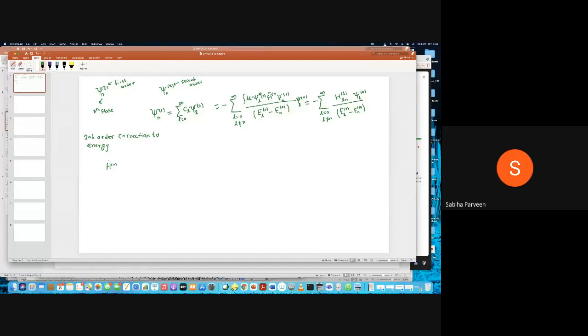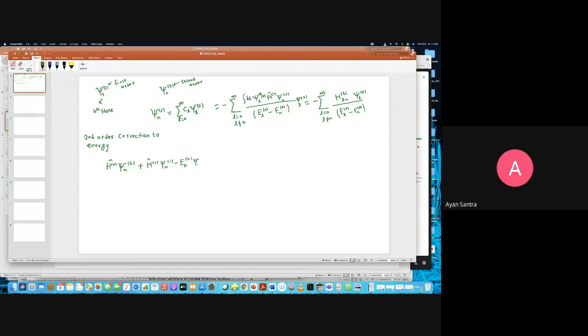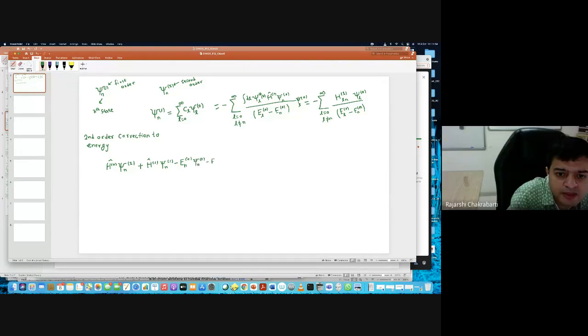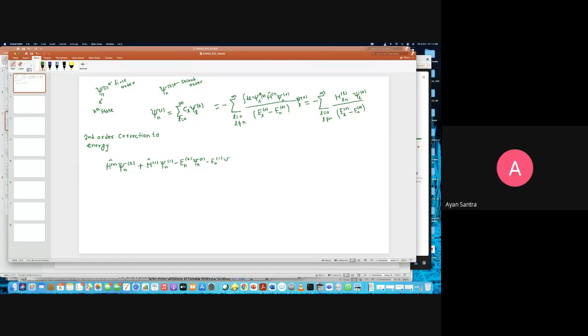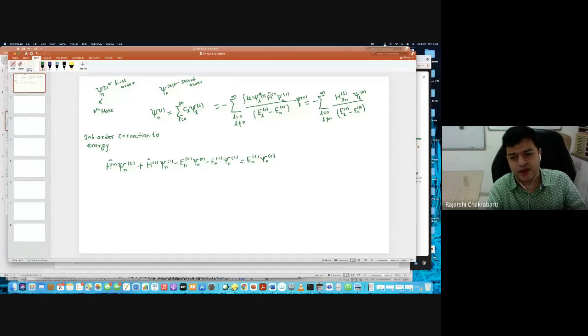H0 with psi n2. Next one is H1 with psi n1. Then minus En0 with psi n2, minus En1 with psi n1. Okay, and then I can take this thing on the other side, let us take En2. This is fine. This is the equation you had, essentially.